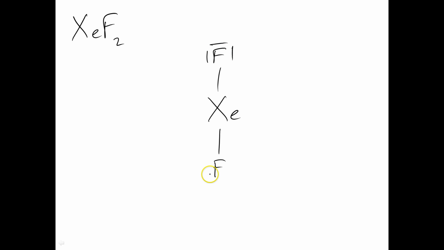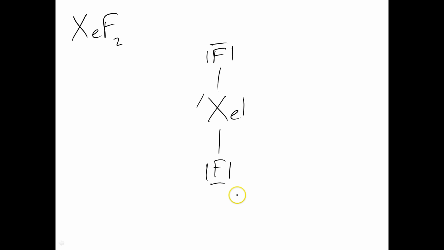Let's see, next up, XeF2. So instead of xenon tetrafluoride, we have xenon difluoride. Xenon goes at the center. I've got 2 F atoms. Going to connect everything by single bonds, go in, give everything an octet.